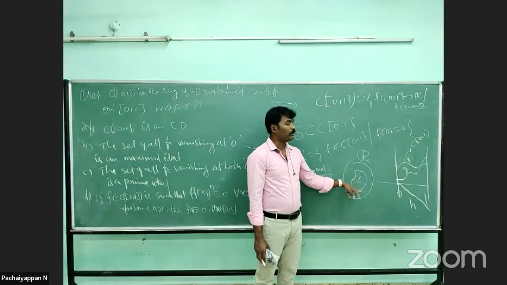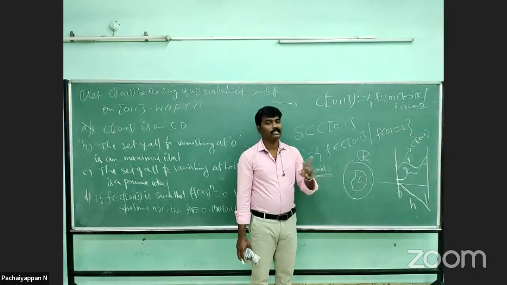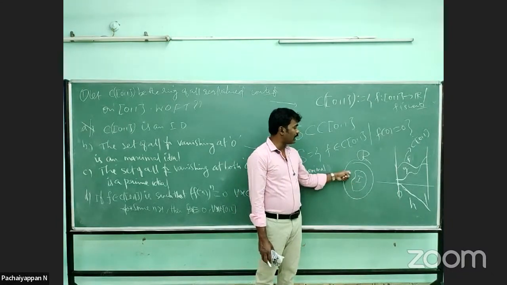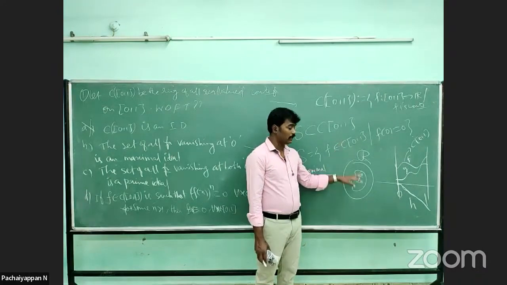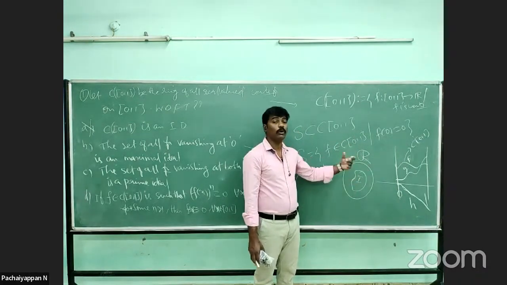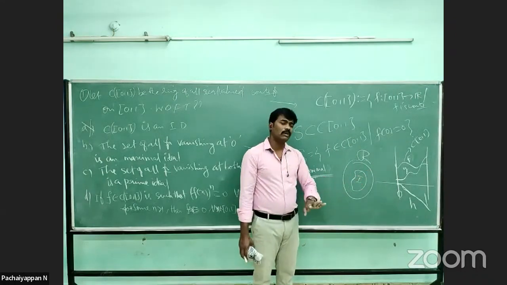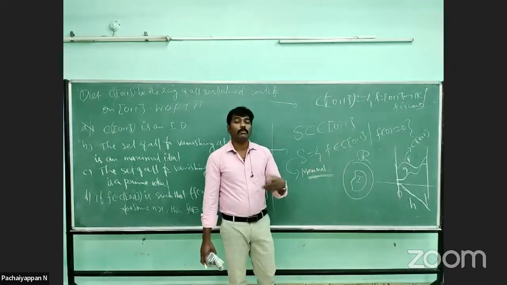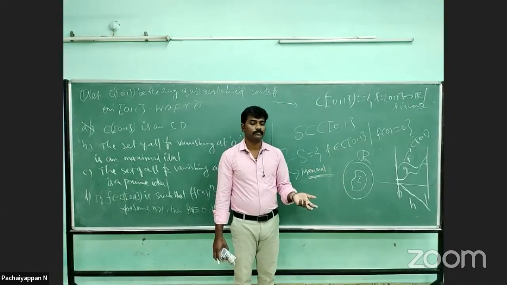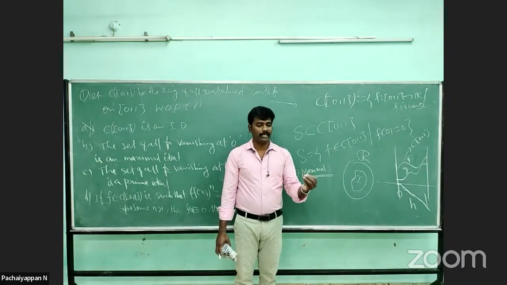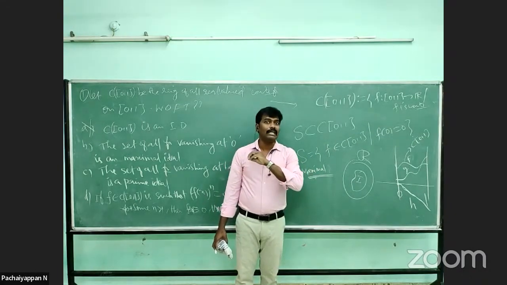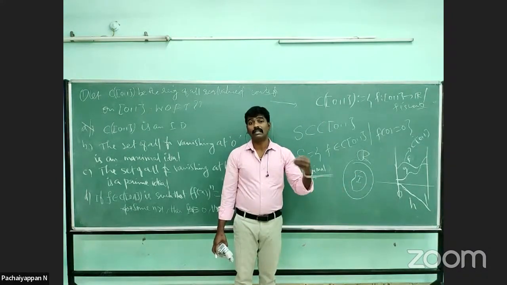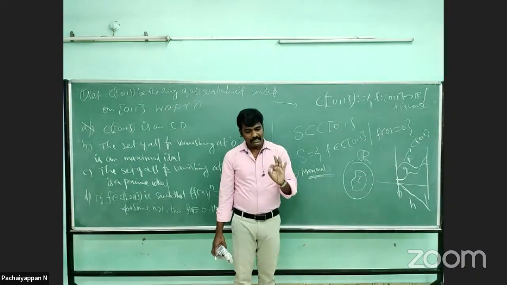A subring is said to be an ideal if it has a property. What property? Take any element in I and any element in R; their product is again in I. Then I is called an ideal. Now the question is, when is an ideal said to be a maximal ideal? An ideal is said to be maximal if it does not contain any ideal other than the whole R.